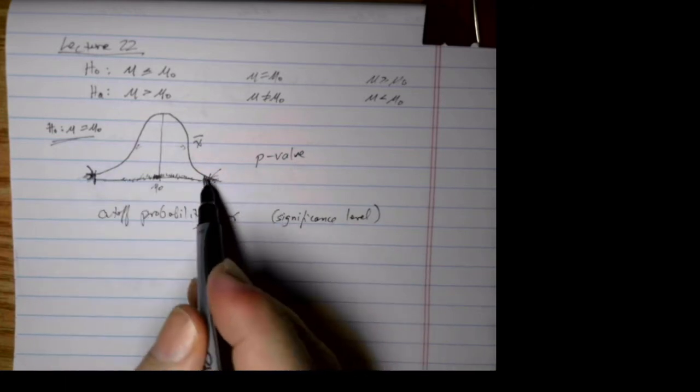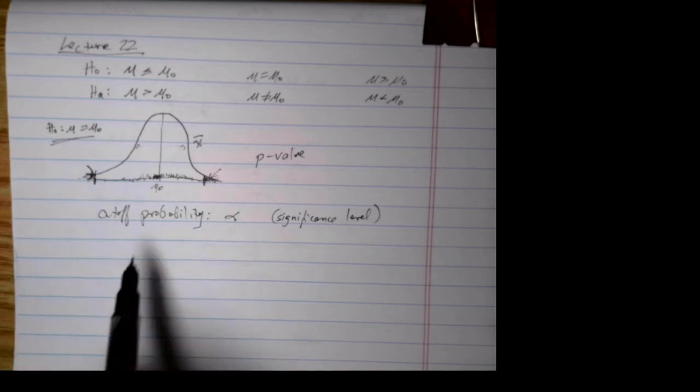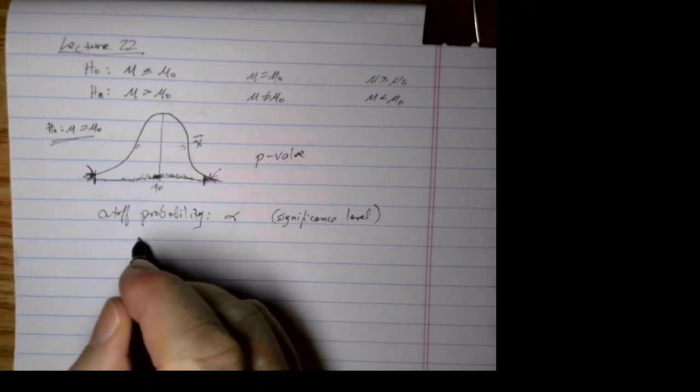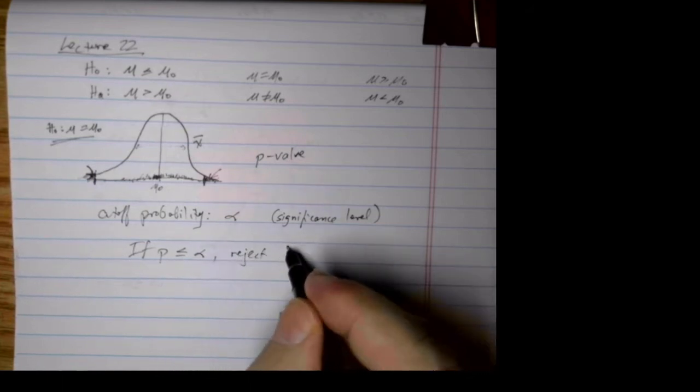And then if this probability here, the probability of seeing a sample mean as bad as the one we saw, that is as far away from mu naught as the one we saw, if that probability is less than or equal to alpha, the significance level, we will reject the null hypothesis. That's our test. That's basically a hypothesis test. Now again, we'll do the calculations on the calculator to actually see these numbers, but that's the idea.